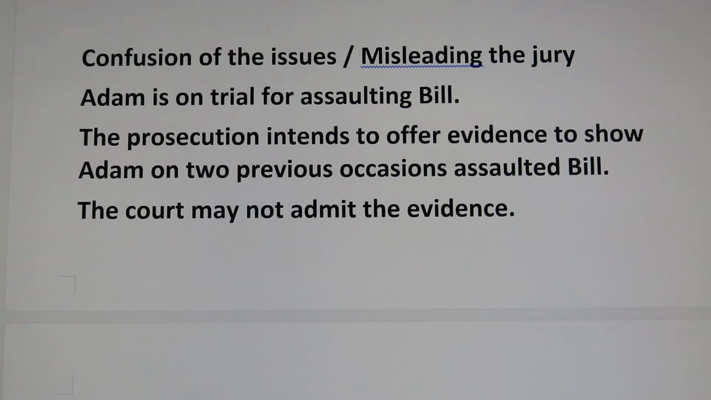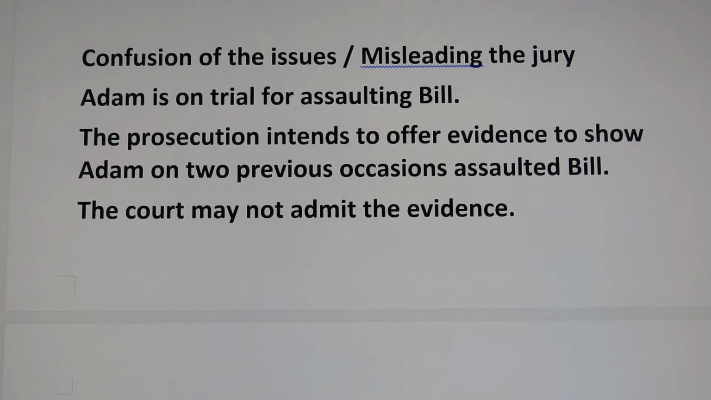We have to say this evidence is relevant. We know Adam is on trial for assaulting Bill, but on 2 previous occasions, Adam also assaulted Bill. Why is it relevant? Because that shows Adam does not like Bill. That's why he just keeps coming to him and beating him up. So we cannot say this evidence is not relevant.